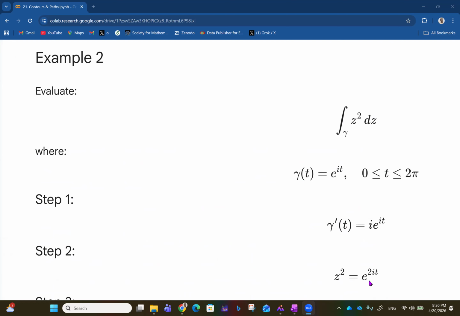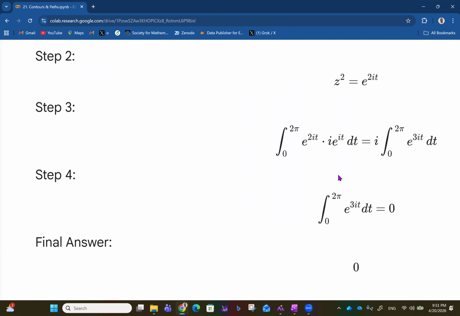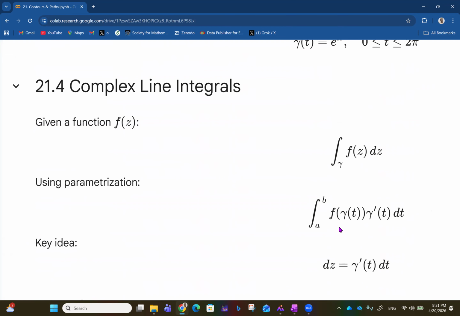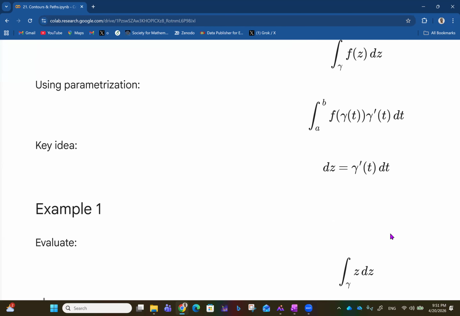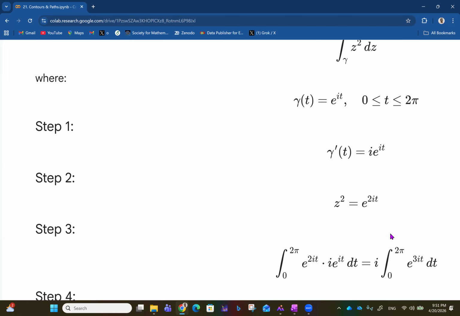So it means z squared would now be e raised to 2it. That's like the square of this now. So to put it in the integral form, it's the same formula we are still following: f of gamma of t multiplied by gamma prime of t dt. So now we have z squared, e raised to 2it, times i e raised to it dt.